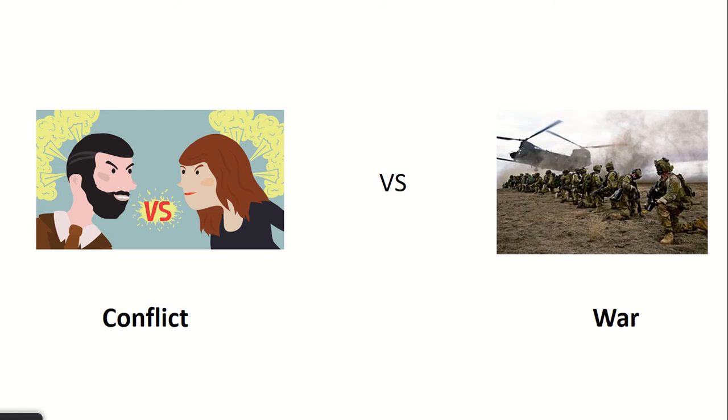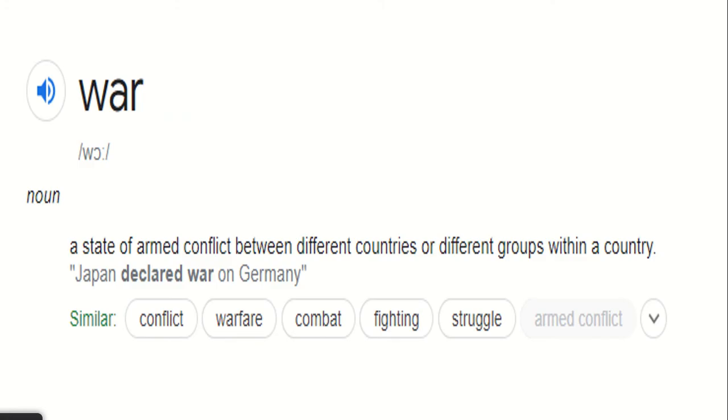When we hear the word conflict in terms of countries, the first thing that most people come to is a war. So if there was a serious disagreement between Britain and Germany in the 1940s, as most of us should know, that led to World War II. But there is a slight difference in terms of their definitions. A war is a state of armed conflict between different countries or different groups within a country. So, for example, Japan declared war on Germany. It's that armed conflict that's the key difference here.